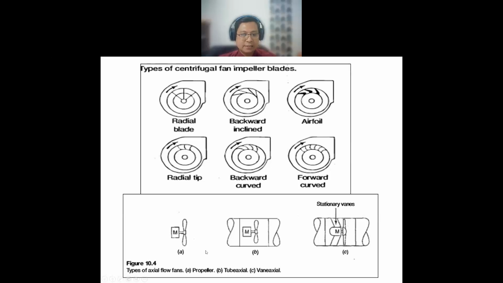And then in the axial, we have three types: the propeller, tube axial, and vane axial. So you can see what the difference is between the stationary vane and the tube axial. We have some part here we call the stationary vane, and this one will be different from the tube axial. This one is in a tube. This one is open.